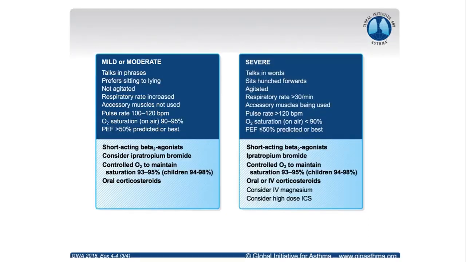Treatment: short-acting beta agonist, which is SABA, salbutamol. Consider sometimes ipratropium bromide or Atrovent. Give the patient oxygen, maintaining saturation from 93 to 95. In children and pregnant ladies it must be 94 to 98. You can also give oral corticosteroid for mild or moderate. In severe, you can consider giving IV magnesium sulfate, oral or IV corticosteroid. We can consider a high dose of ICS.